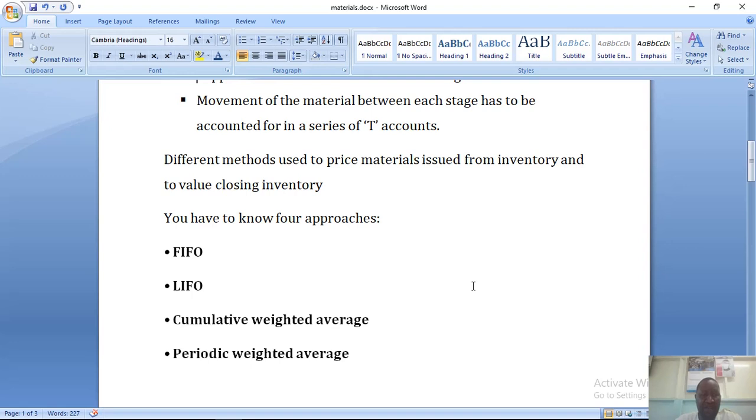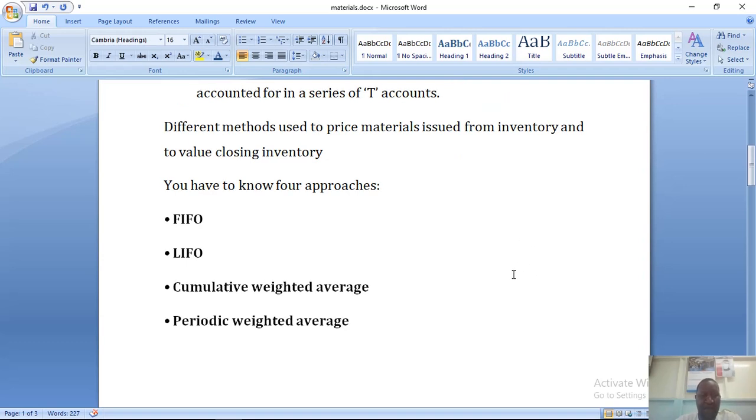The other inventory valuation method or pricing method for material issues is LIFO. LIFO stands for last in, first out. So under LIFO, we assume that the materials that arrive last should be the first to be used. That's LIFO, last in, first out.